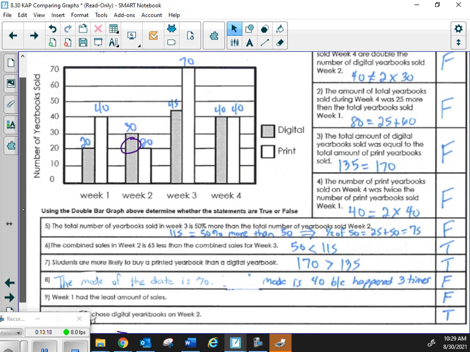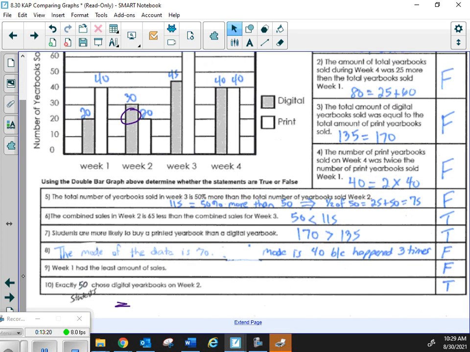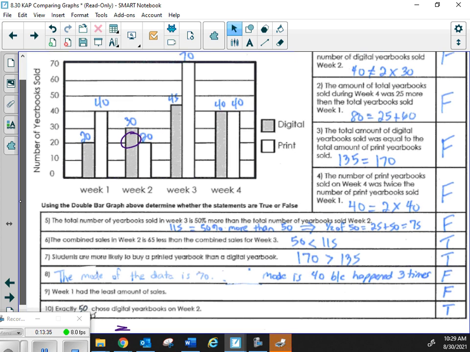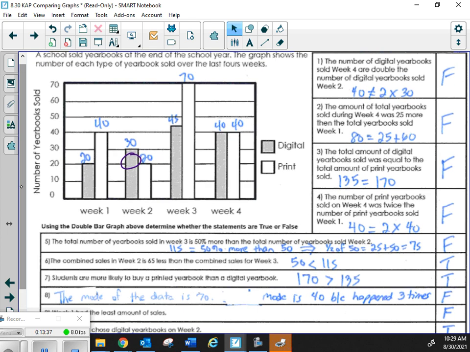So how is 8 true? Okay, number 8. It asks the mode of the data is 70. So what's the question? The mode of the data is 70. So the mode is the one that repeats the most, right? I only see 70 once. The mode would be 40. Do you see that? Yes.